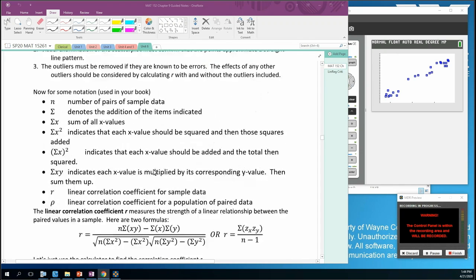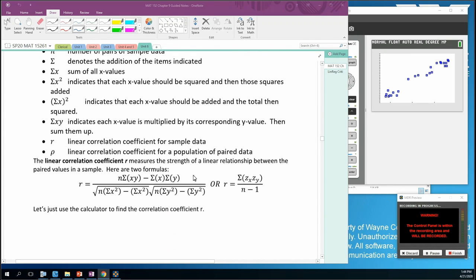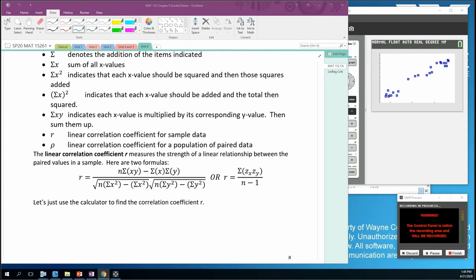So look at this formula for calculating r. Step back and look at that for a minute and be thankful that you actually don't have to calculate that. You're going to be using the graphing calculator.